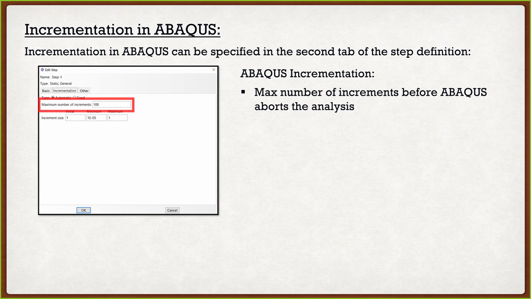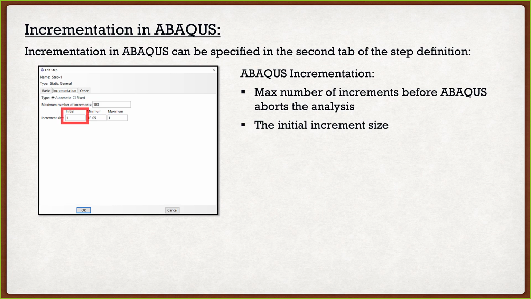Usually if you're doing an analysis and you know that there's going to be a lot of incrementation, you have to increase this number of increments. Does that make sense to you guys? If not, ABAQUS will automatically abort the analysis, even though there is still room to grow. So that's the first one.